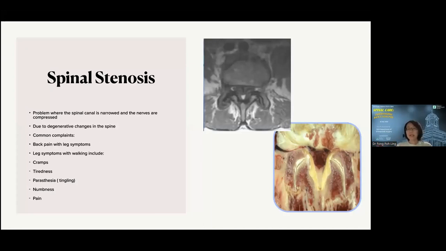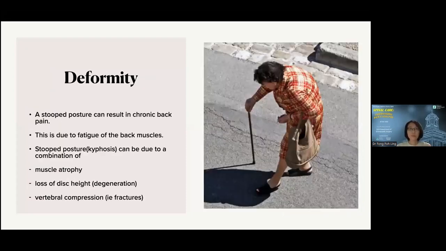On the right-hand side, there is a pathology picture with a cross-section of the nerves, showing what it actually looks like in a spinal stenotic patient. This is a picture of an elderly lady who is quite stooped in her posture. As you notice, she's also using a walking stick in her right hand.